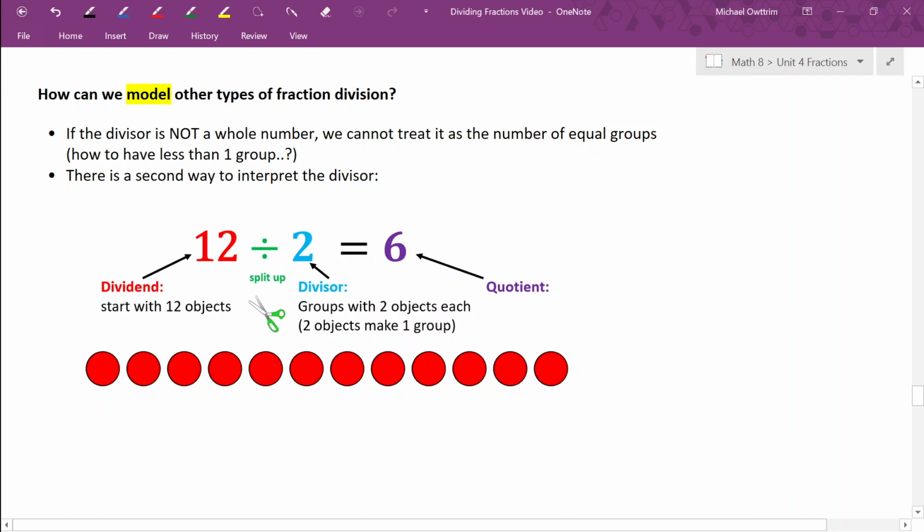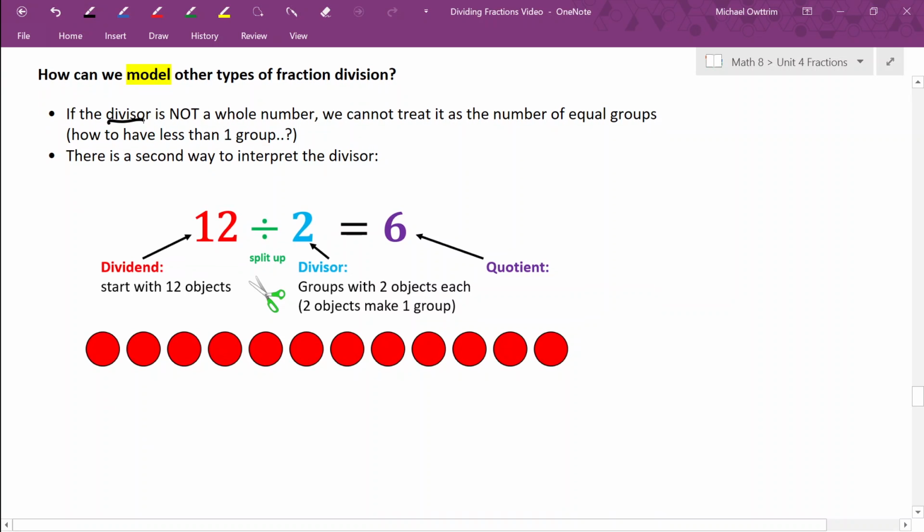Now, what remains is how can we model other types of fraction division? We're going to be able to use that multiply by the reciprocal rule for any symbolic work. The question is, how can we model other types of fraction division? And our problem is that if the divisor, the second number in a division statement, is not a whole number, you can't treat it as the number of equal groups. For example, how do you have less than one full group? Kind of impossible. So there's a second way to interpret the divisor, and that is to treat it as the number of objects in a single group.